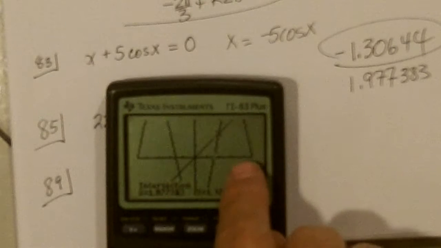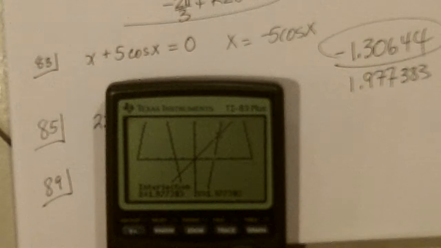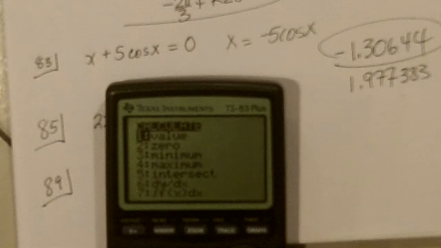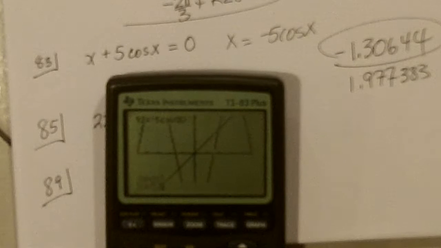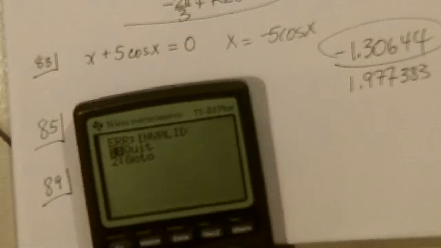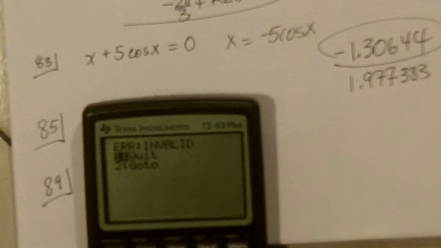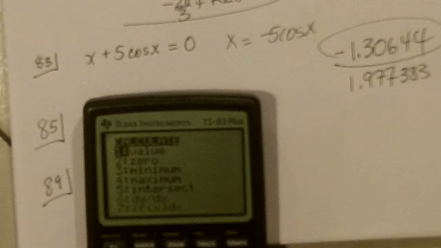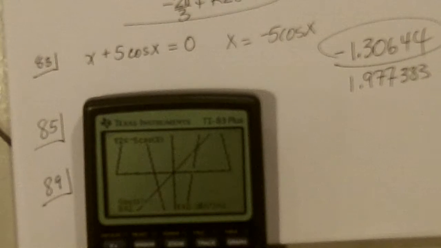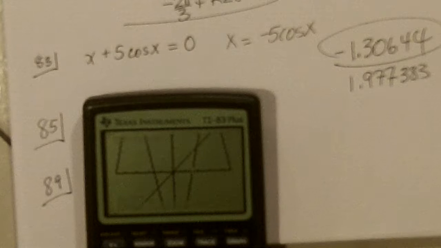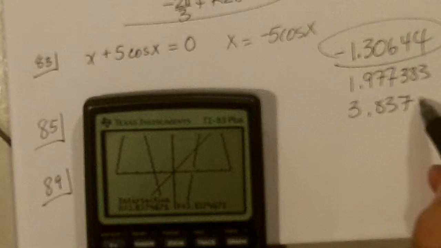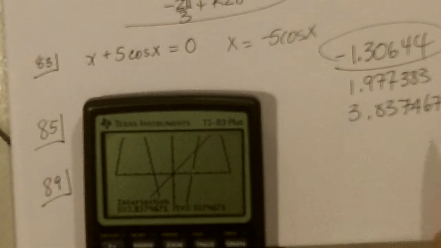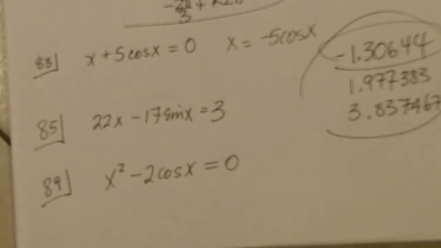And then the other one's over here at about 4. So second, calculate, intersection, 5. That curve, enter, enter. And my guess is 5, and it says, oop, too far over. I should have said 4. Second, quit. Second, calculate, 5, enter, enter. And my guess is out there at 4, and it says 3.8374671. There are the 3 answers for that.